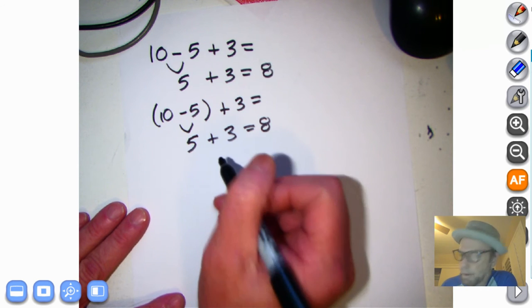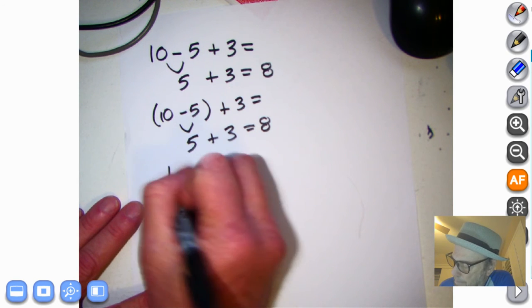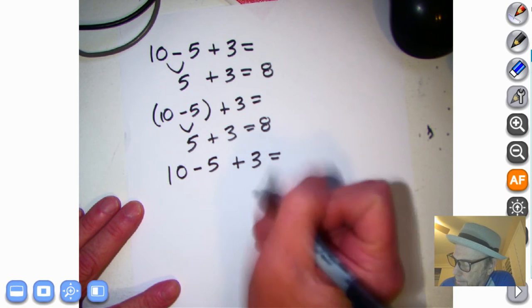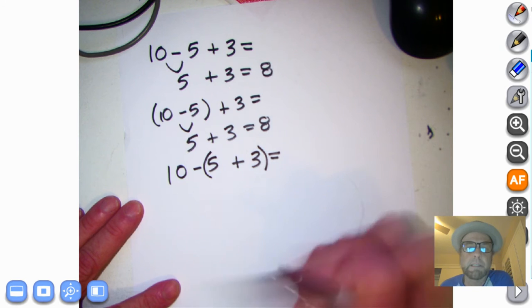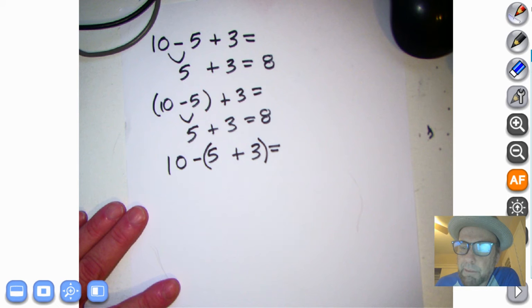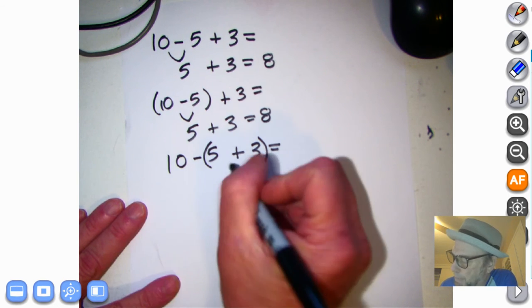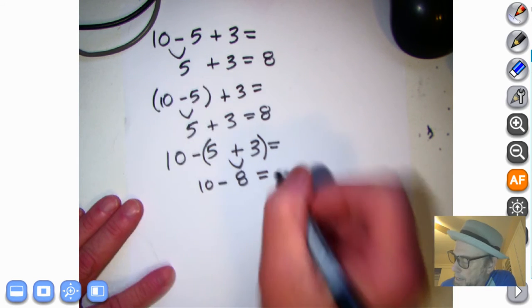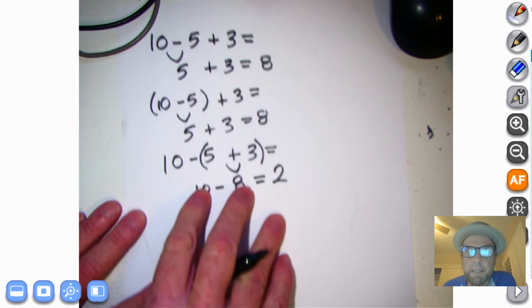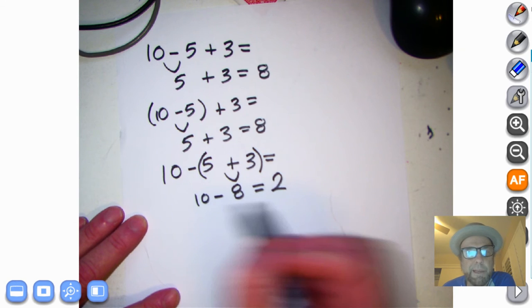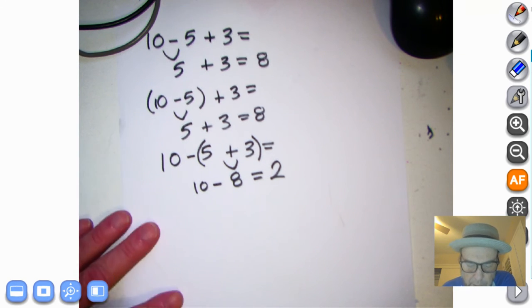Let's try another version of this. We're going to do 10 minus 5 plus 3. Same problem, except this time we're going to switch the parentheses over there. So we have to do the parentheses first. Remember what Math Mutt told us in the King Parentheses video? Do the parentheses first. So 5 plus 3 is 8, and 10 minus 8 equals 2. See what a big difference that is? Up here, it was equaling 8, but then we shifted the parentheses around, and now it equals 2. So you have to do the parentheses first.